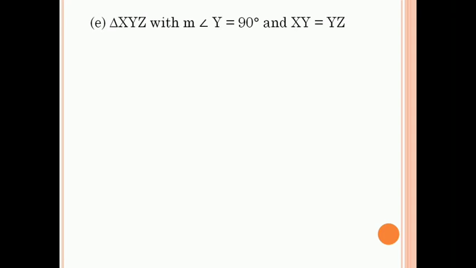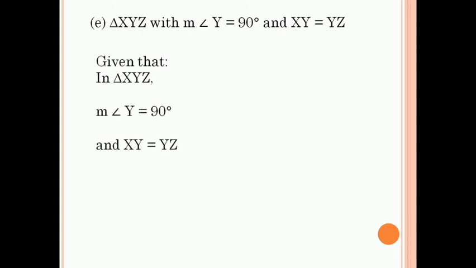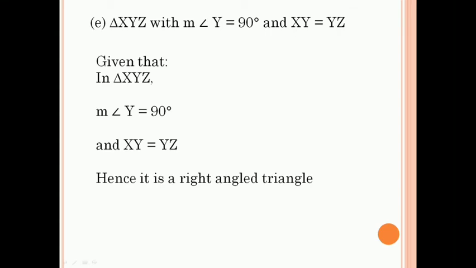E: Triangle XYZ with angle Y equal to 90 degrees and XY equal to YZ. So given is, in triangle XYZ, measure of angle Y is equal to 90 degrees and XY is equal to YZ. Hence it is a right angle triangle because its measurement is 90 degrees. But XY and YZ are both the same length, so instead we can write it is an isosceles triangle. So both answers are correct.